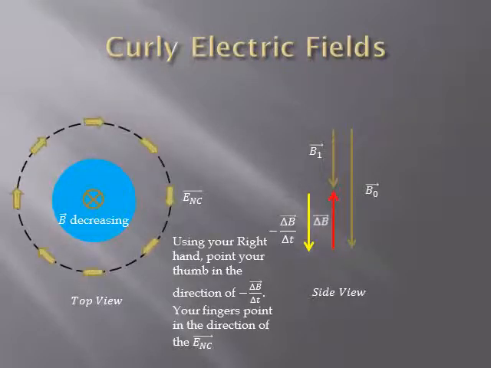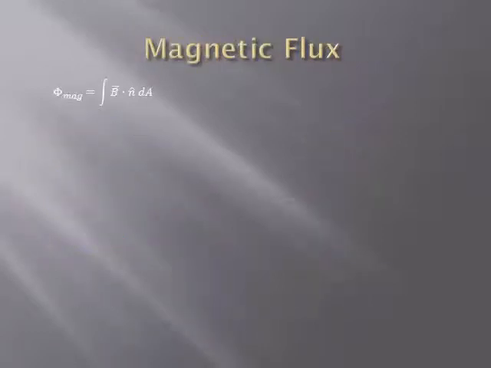It's clockwise this time. Okay, I hope you're getting a better understanding of how to find the direction of curly B fields, because we're going to need to do this to apply Faraday's law. We're also going to need to understand magnetic flux. So it's just like electric flux, except it deals with the B field, not the electric field.